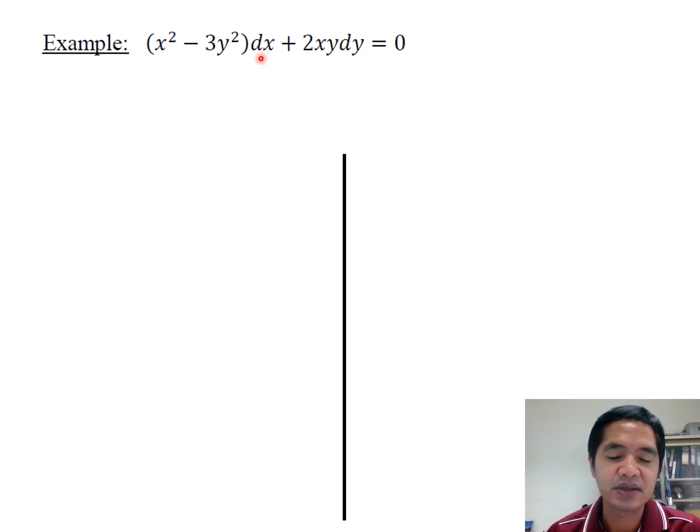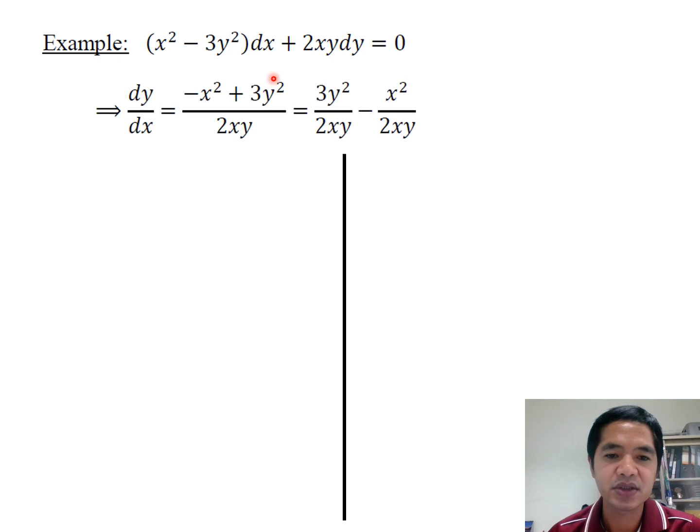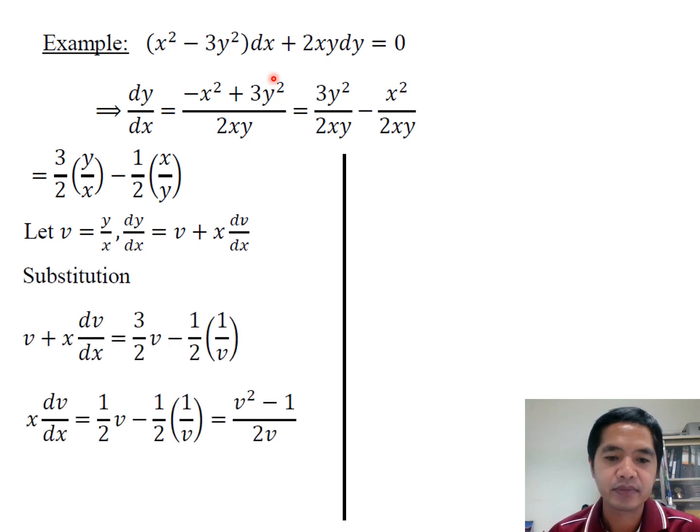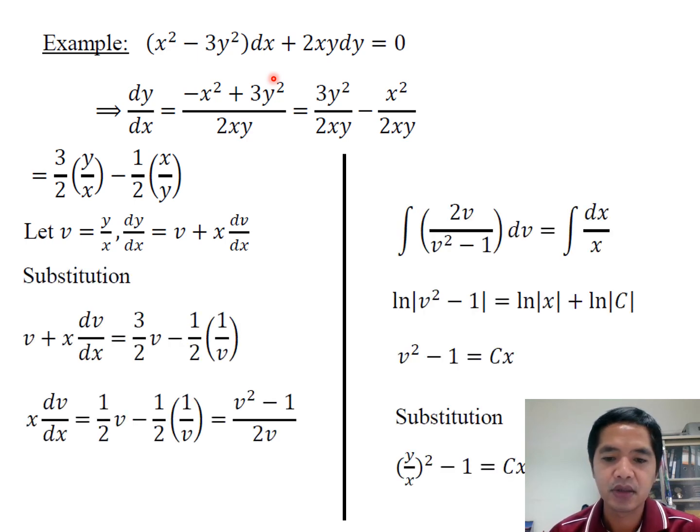If you want to use the homogeneous equation, you have to check if every single term has the same degree. This is 2, and x is 1, y is 1, so the summation is 2. Every single term here is of degree 2, so this is an example of a homogeneous equation. In the first step, you rewrite this function into dy over dx.